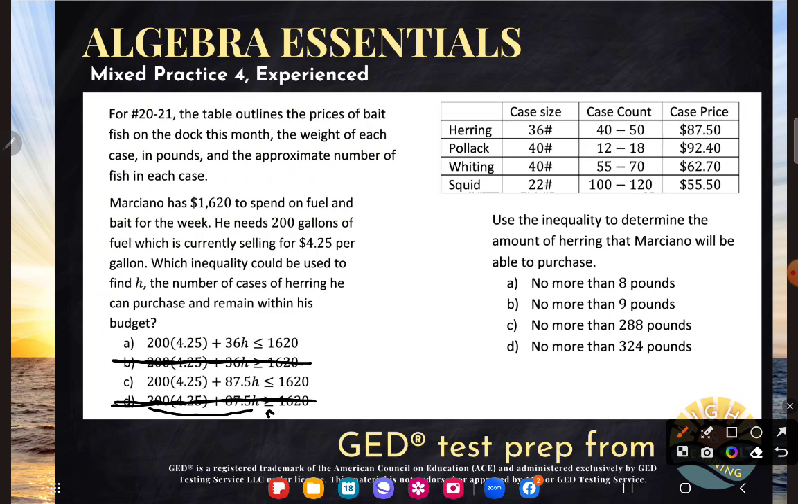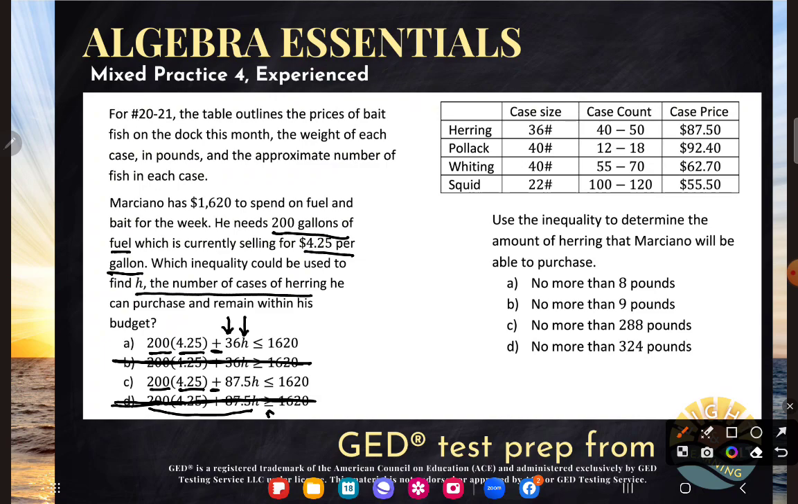I haven't even really gotten to the word problem yet, but I'm noticing that there's only two big differences between A and C. You can see they both have 200 times 425. And that should make sense to us because he's going to buy 200 gallons of fuel, which is currently selling for $4.25 per gallon. So that 200 times $4.25, that's him paying for his fuel. And then they both have plus. That makes sense too. He's going to add in another cost, right? It's not only fuel he has to buy, it's bait fish. So now we see 36 times H. And what did they say H meant?